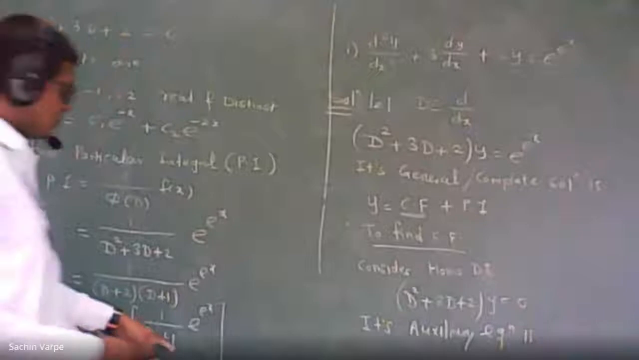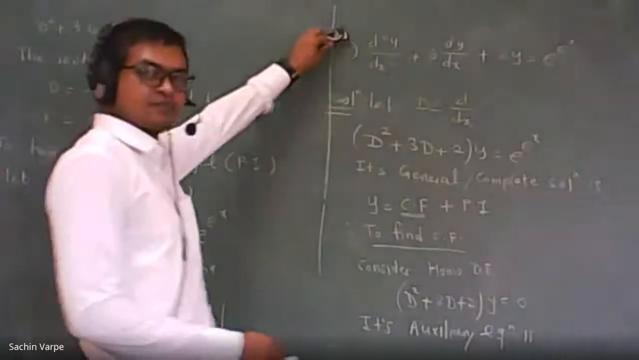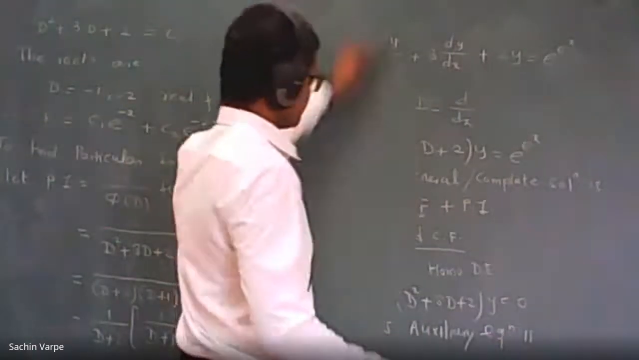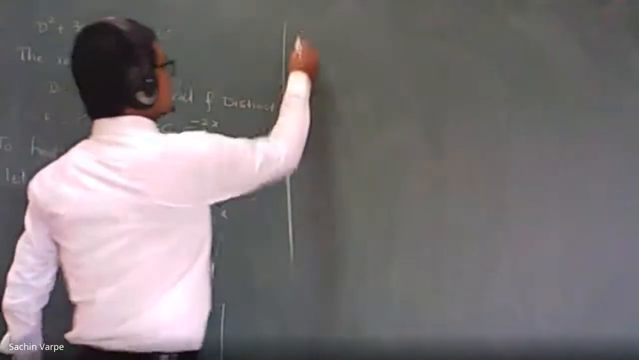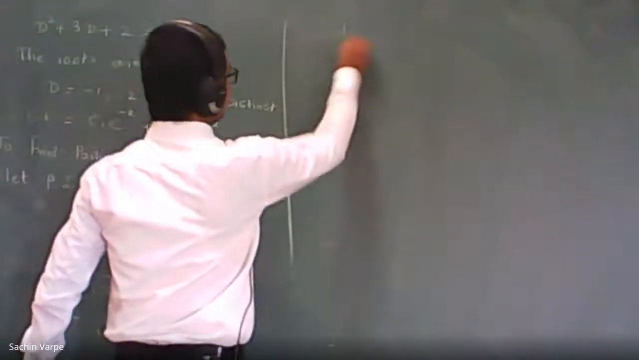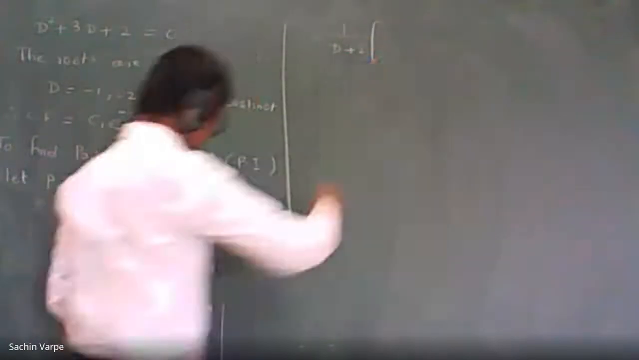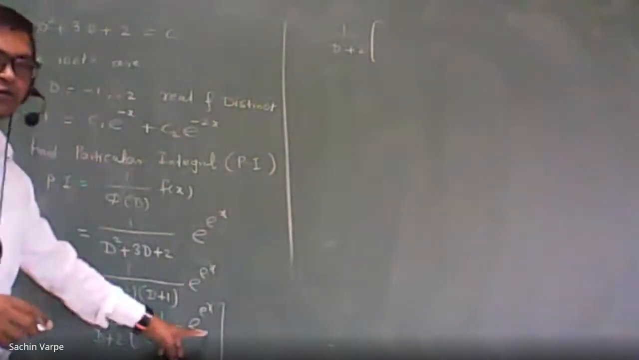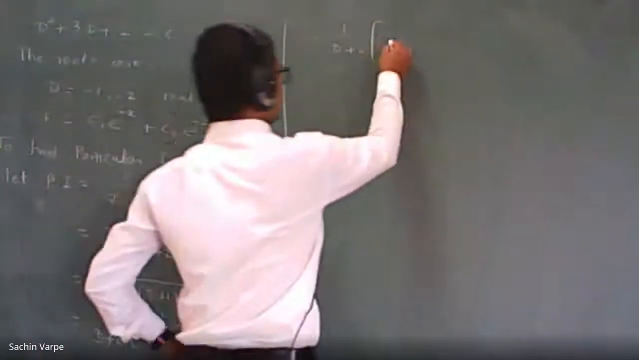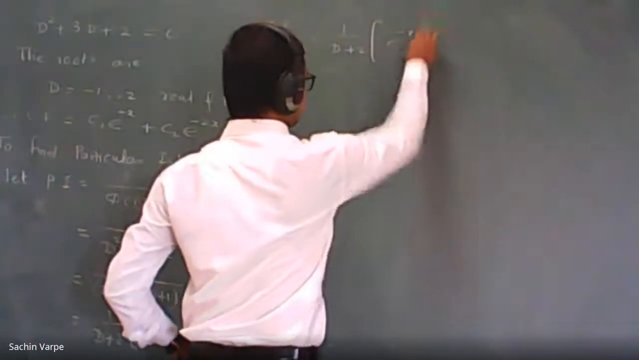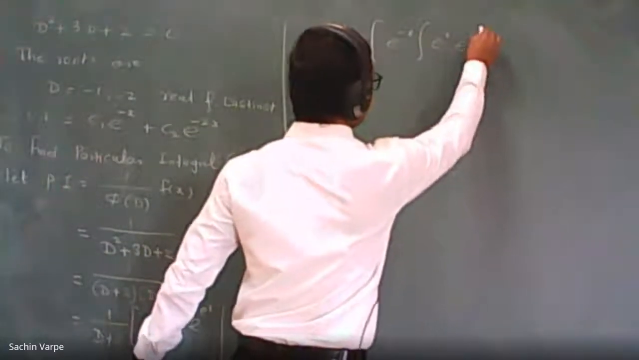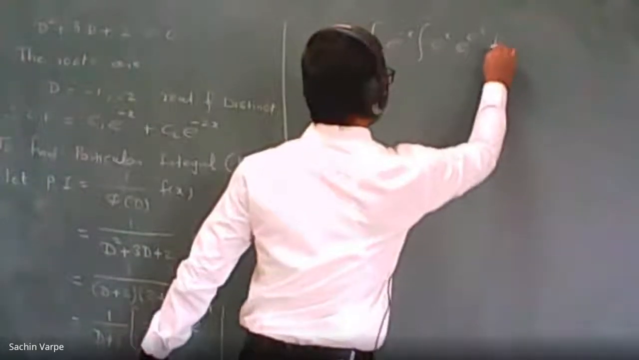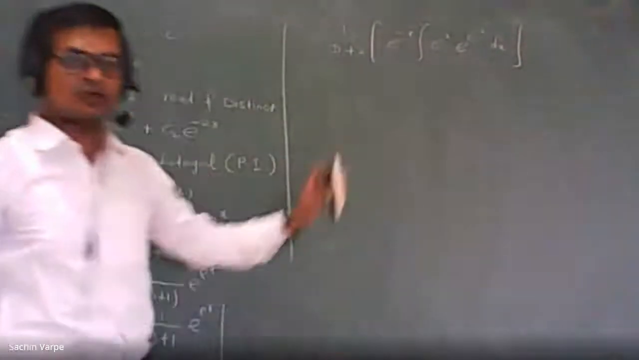So, operate 1 upon D plus 1 onto f of x. I hope you are trying your own 1 upon D plus 2. And then when we operate 1 upon D plus m onto f of x, we know the formula. So it will be e raised to minus mx, that is e raised to minus x, integration of e raised to x into f of x, that is e raised to x dx. Is it visible? Okay, yes.